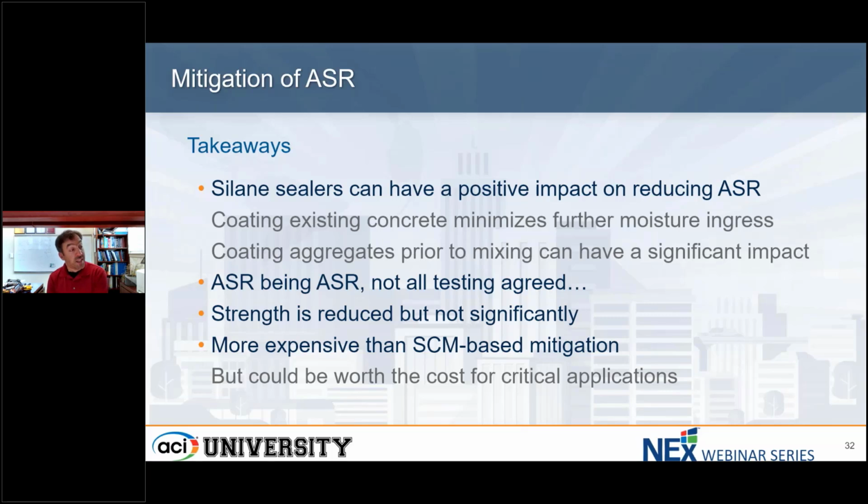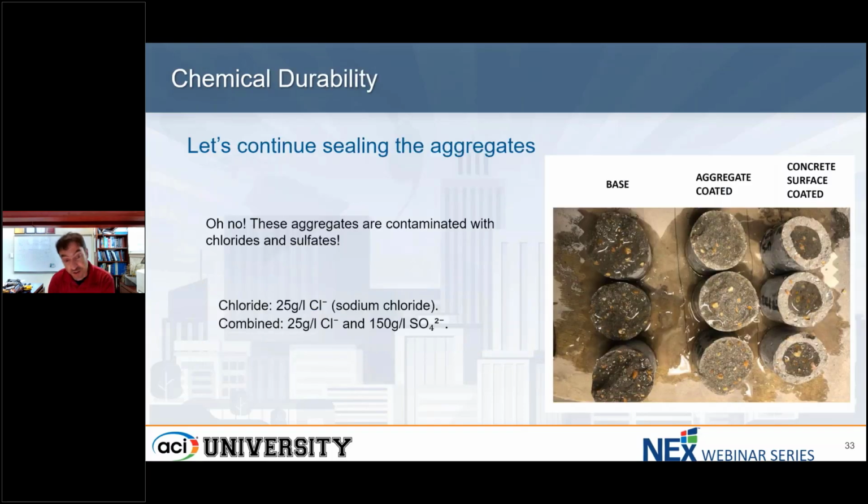So there's going to be way more data and takeaways in the final report for this project, but I just wanted to summarize that for ASR. And we're going to move right along to the chemical durability. And now we're saying, we either have sand or recycled concrete fines or a combination that has chlorides, sulfates, or both, because those are common contaminants in our sands and recycled materials.